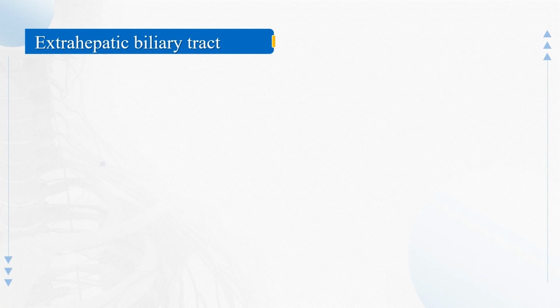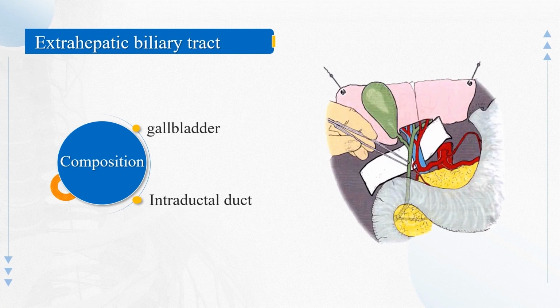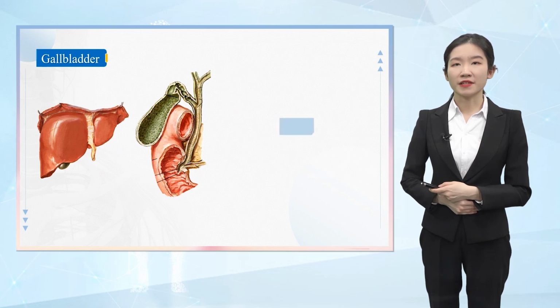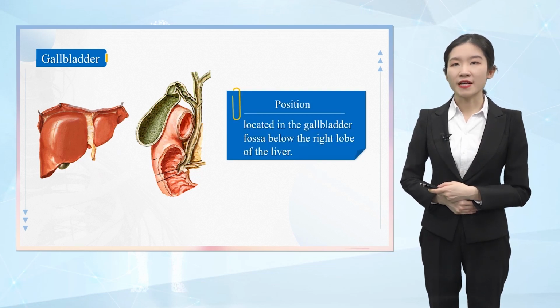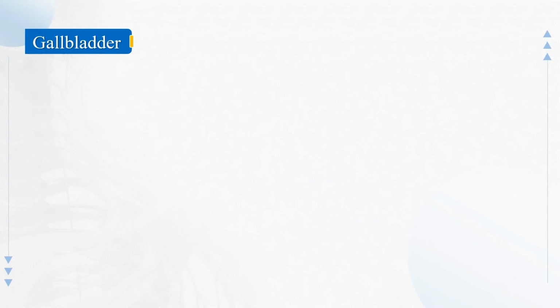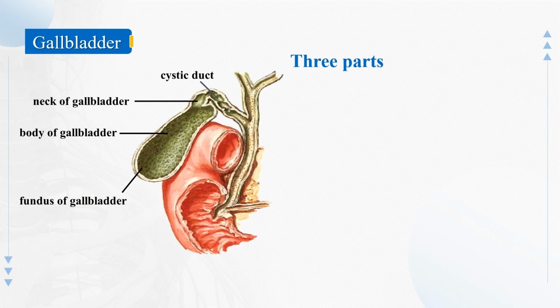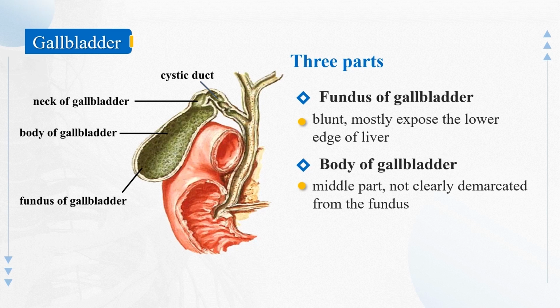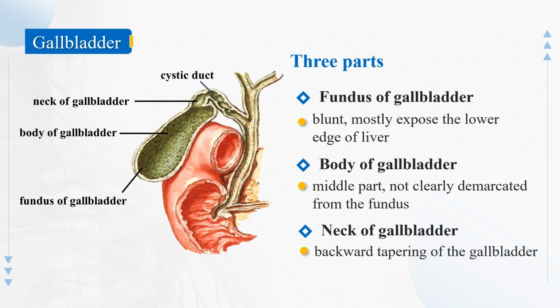Extrahepatic biliary tract. It can be divided into gallbladder and bile duct. First, let's talk about the gallbladder. The gallbladder is located in the gallbladder fossa below the right lobe of the liver, and it can be divided into 3 parts: fundus of gallbladder, body of gallbladder, and neck of gallbladder.